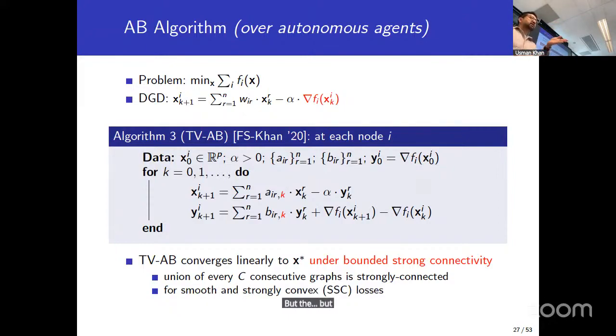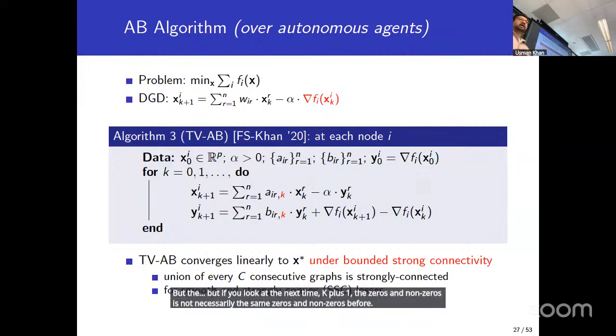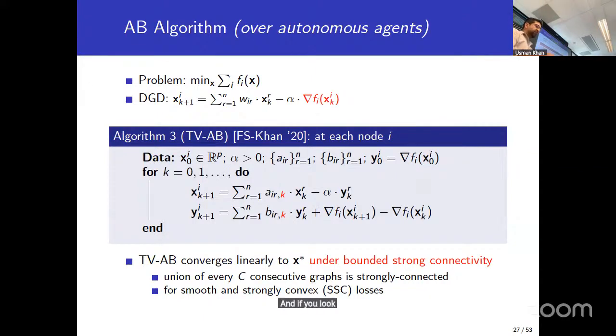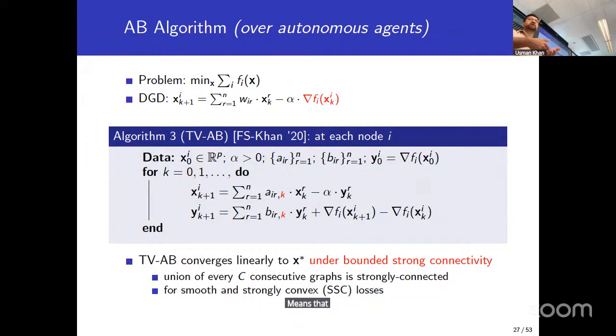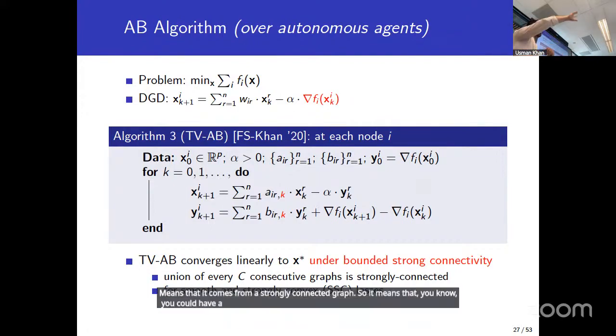but if you look at the next time, k plus 1, the zeros and non-zeros are not necessarily the same as the zeros and non-zeros before. And if you look at any snapshot of this weight matrix, then this snapshot is also not irreducible, which means that it does not come from a strongly connected graph. So you could have at time k nodes sparsely distributed, and they talk to a few neighbors, but the network is not connected. It's kind of disconnected, right? And the network does not have to be connected for every time k.